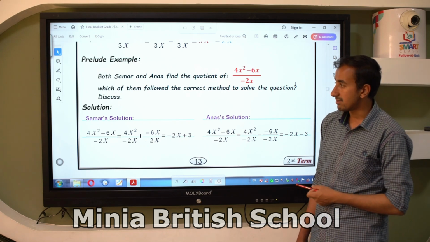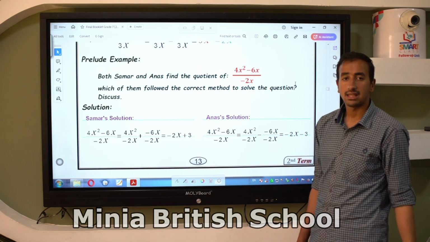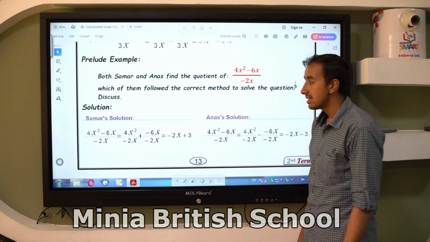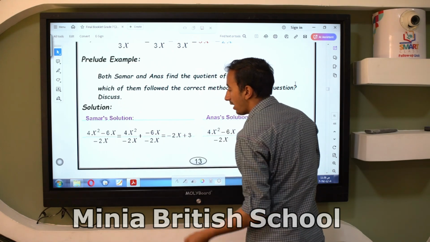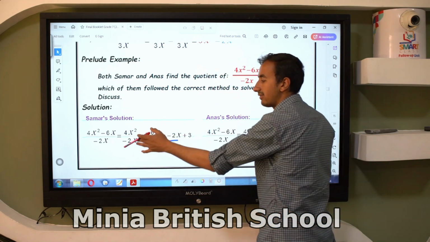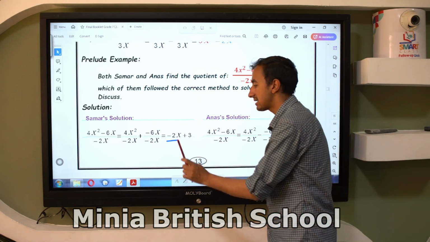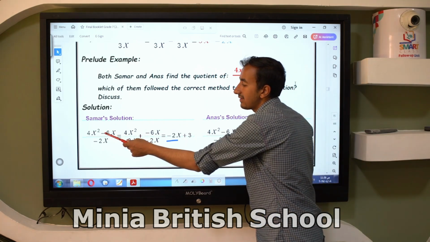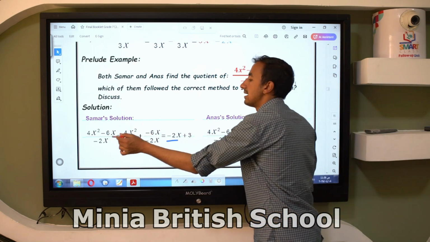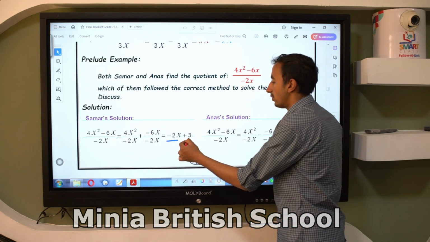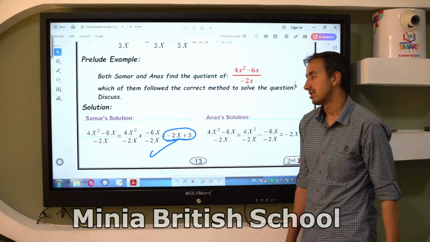We have here a pre-load example. Both Summer and Anas find the quotient of this number. Let's see the answers of Summer and Anas. Summer says that 4x power 2 divided by negative 2x equals negative 2x. 4 divided by negative 2 equals negative 2. x power 2 divided by x equals x. Excellent. Here we have negative 6 divided by negative 2 equals positive 3. x divided by x equals 3. So negative 2x plus 3. The answer is true. Here the answer is true.